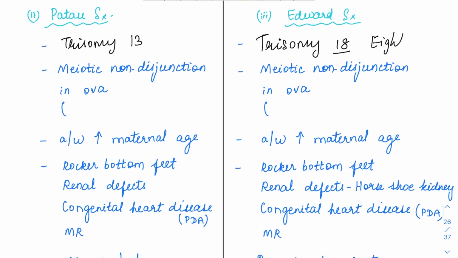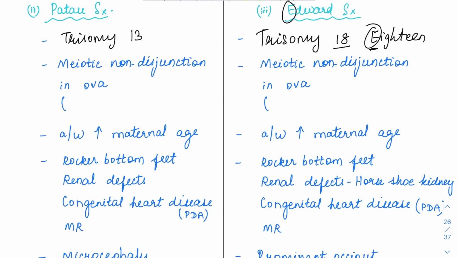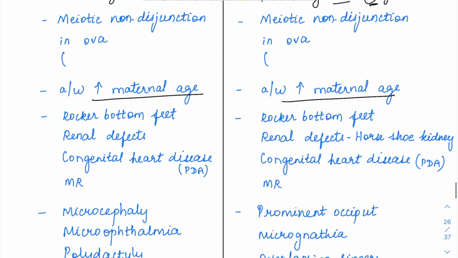So 18 is E, right? So E for E. Both of these again are going to result from the meiotic non-disjunction happening in the ova only. So like Down syndrome, this is the pathogenesis mainly. So here again it is associated with the maternal age, increased maternal age.